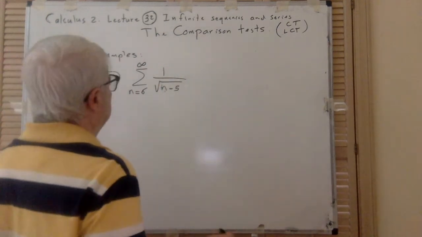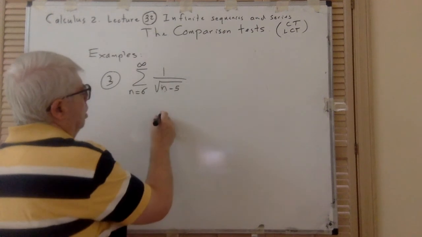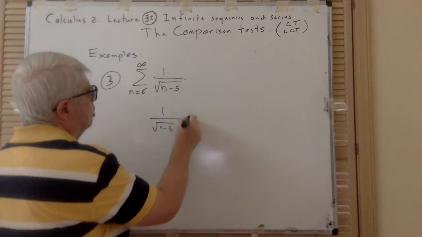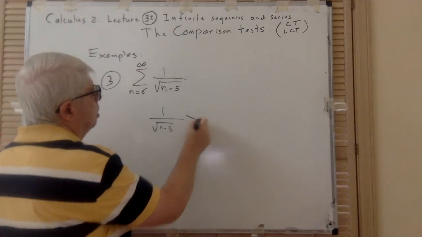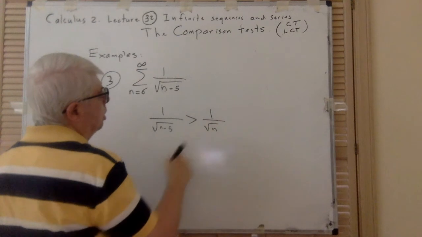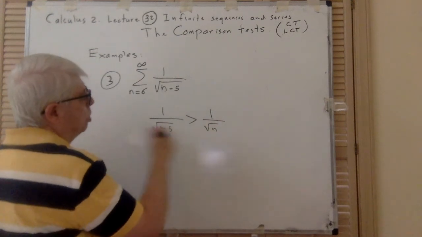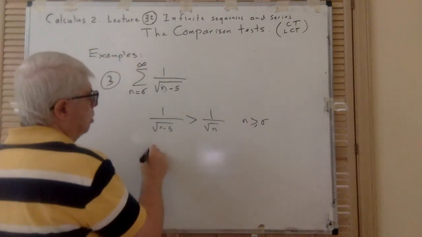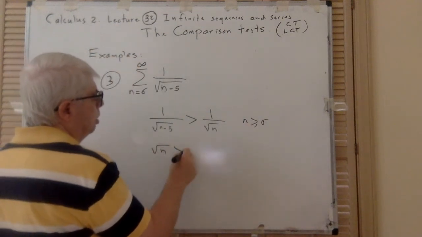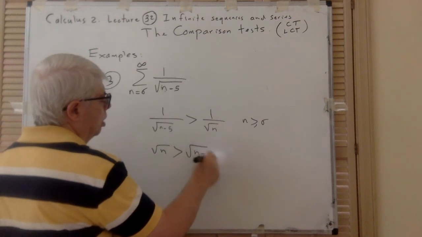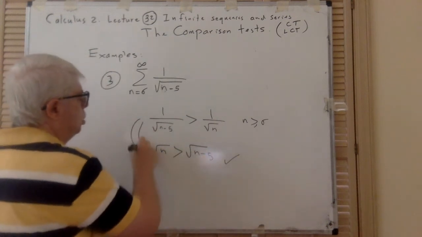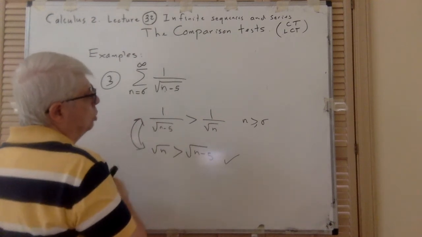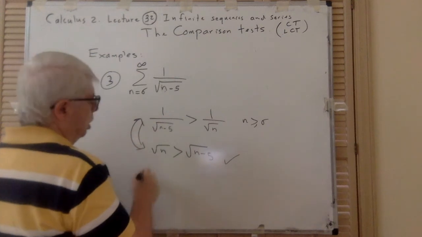Okay, now what? Comparison test. So 1 over square root of n minus 5 is definitely bigger than 1 over square root of n. Why does this happen? Because these are all positive and n is bigger than or equal to 6. So positive, positive, I can cross multiply. This is bigger than this. Check. Since these two are equivalent, this is true.